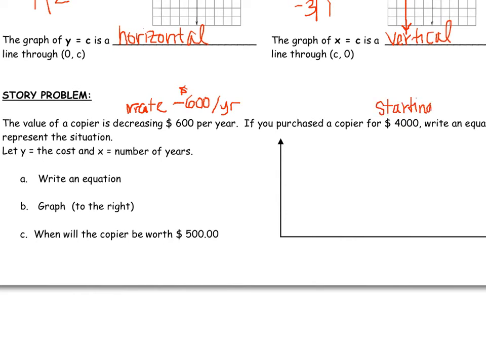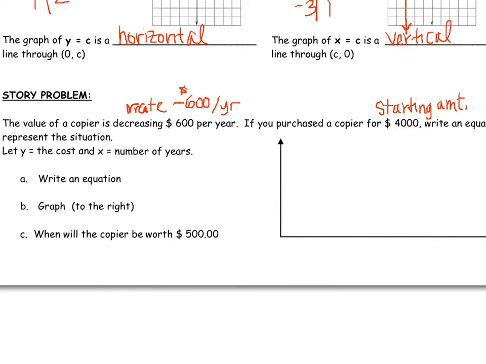Starting amount, and isn't your y-intercept often your starting amount? All right, write an equation. It's off the page. Write an equation, number 2, it should say, to represent the situation. So we let y equal the cost and x equal the number of years. So here's the thing, we already picked out our rate. We know that's our m. And our starting amount, that's our b.